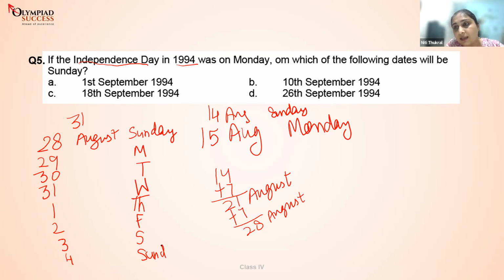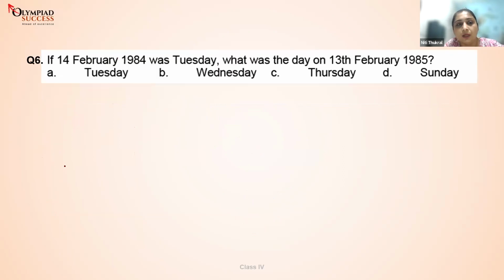11 plus 7, 18. So this is my answer. Did you get that? Very good. So 18th September 1994 will be the next Sunday. Okay, now see this.